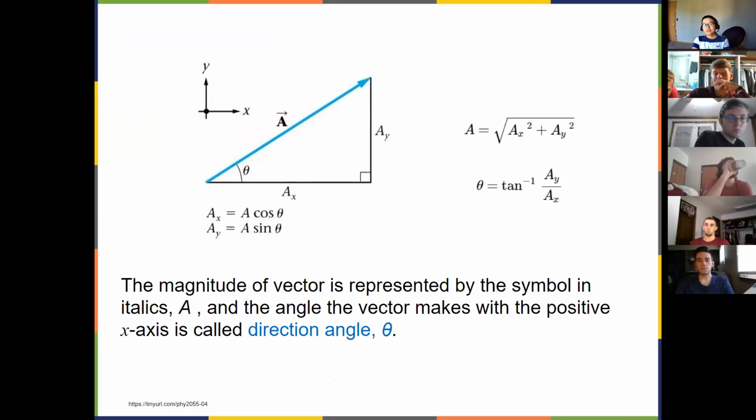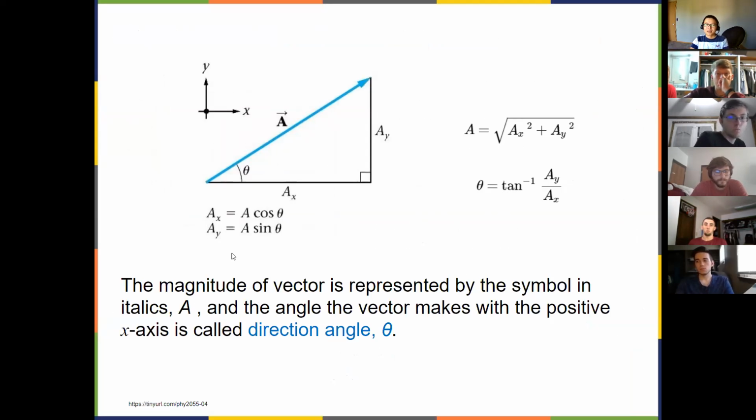You can express a vector in the form of a magnitude and a direction. A is the magnitude of it, and theta is the directional angle of it. You can also express a vector in its component form. For example, you can say its x component is 3 meters and the y component is 4 meters, or whatever.